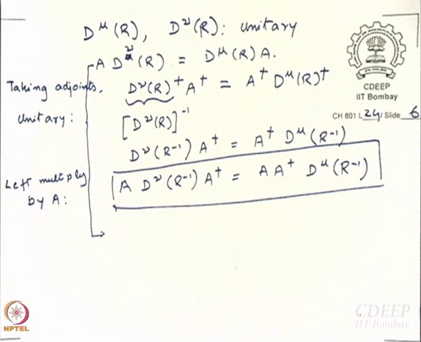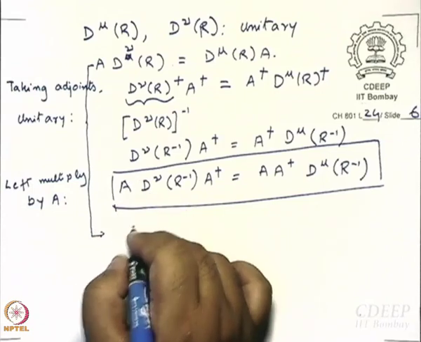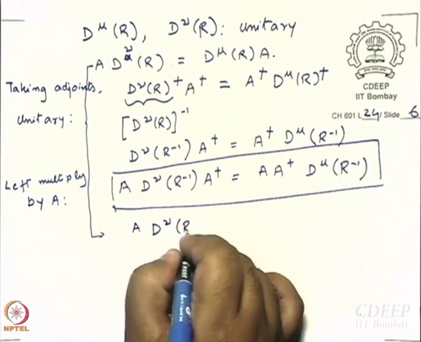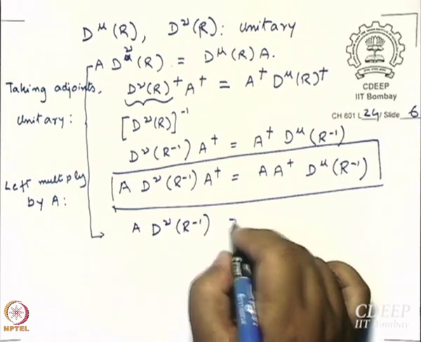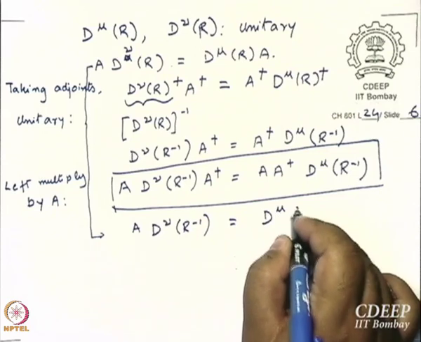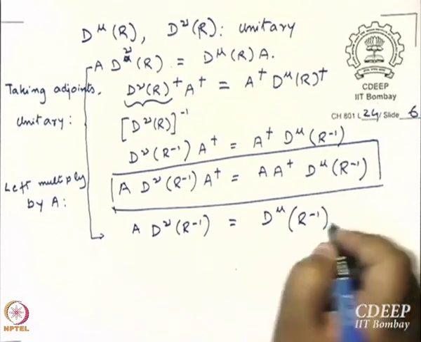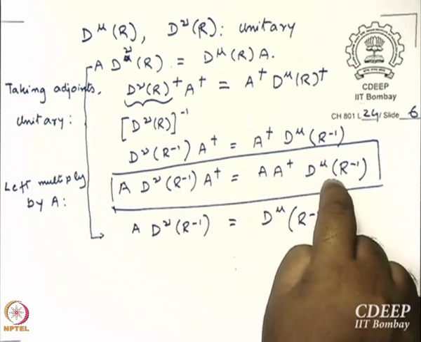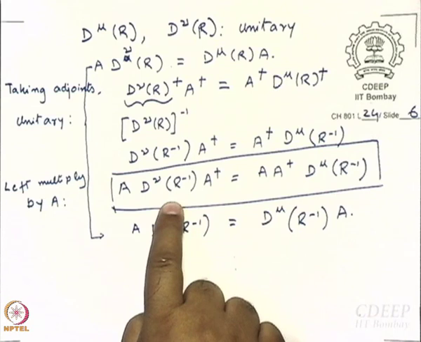This R is general, isn't it? It is any symmetry operation. So, I do not think anybody will have any objection if I write A d nu R inverse is equal to d mu R inverse A, isn't it? Instead of R I can write R inverse, right. Now what do I do? I want to eliminate something, right. I can choose to eliminate this or I can choose to eliminate this. Let me try and eliminate this one.